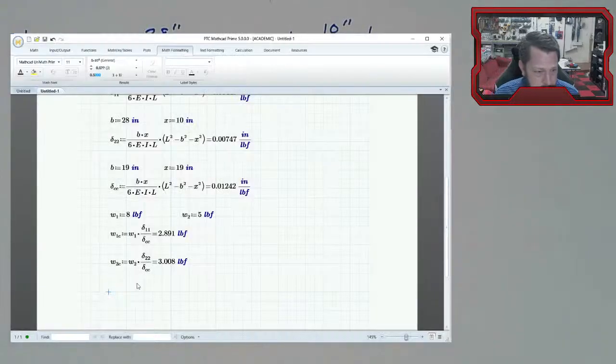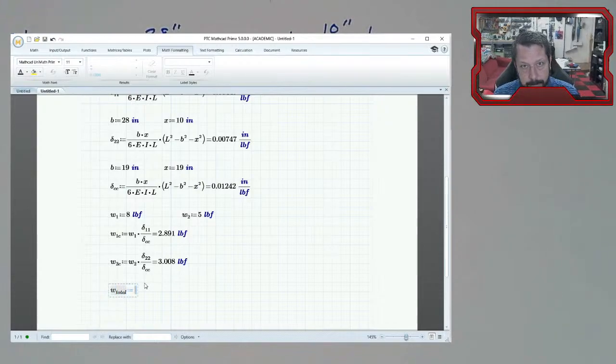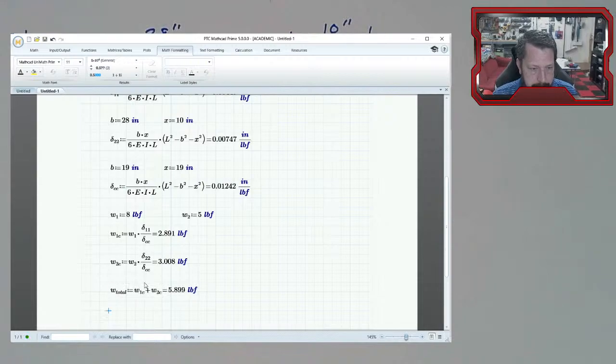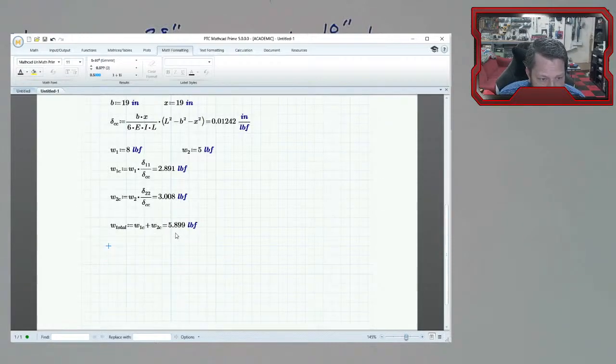All right, so let's go back over here and calculate a total weight. Now this is the total equivalent weight, after we've moved them. So this will just be weight 1C plus weight 2C. It's just adding the two of these together, so not a big deal. Now we've got about a 6-pound equivalent weight in the center. So we've moved both of these to the center and added them together, basically.